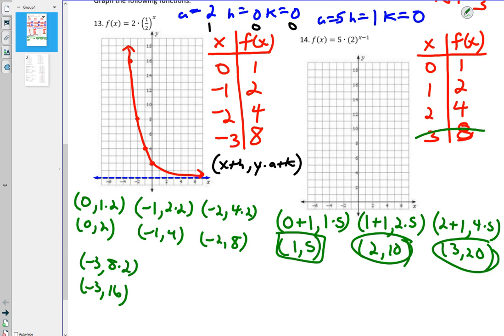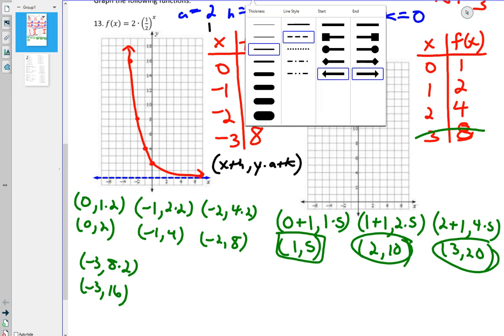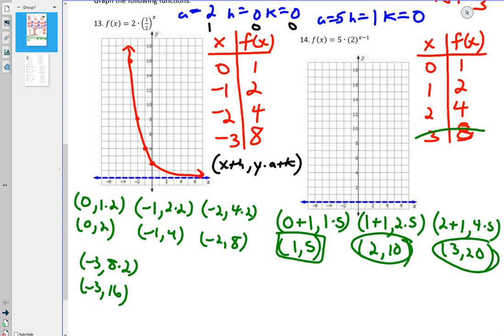Where is my horizontal asymptote? At y equals 0. I cannot pass that line. So 1 comma 5, 2 comma 10, 3 comma 20. It's going to go a little bit higher, up here. It only goes up to 19. And then just sketch it, making sure that you do not pass the asymptote.